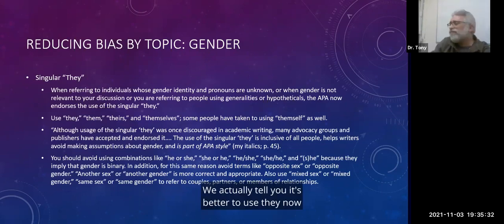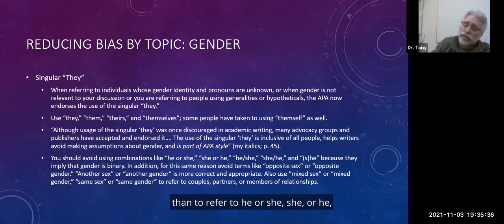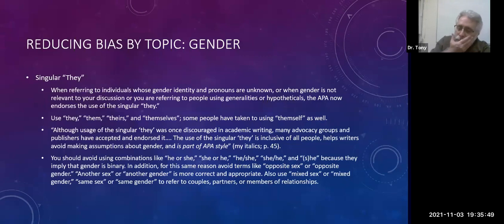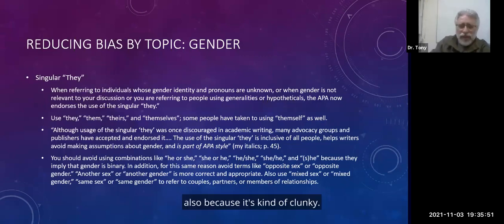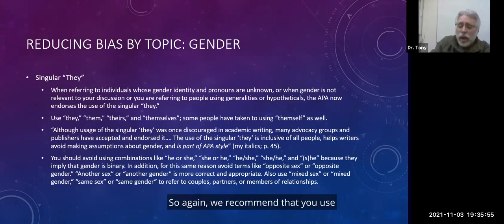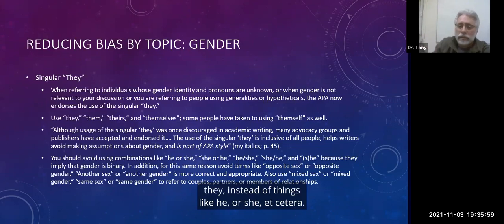We actually tell you it's better to use "they" now than to refer to "he or she," partly because "he or she" implies binary gender, which, as we've seen, gender is not. Also because it's kind of clunky. So again, we recommend that you use "they" instead of things like "he or she."